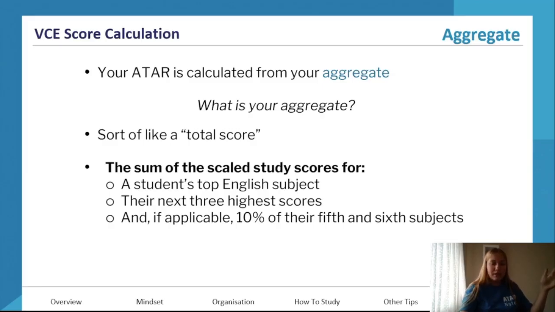What does it also mean? It also means that you need to focus on English this year, no matter what. It is going in your top four scaled study scores, which contribute 90% to your aggregate score that creates your ATAR. So that's very significant, obviously. That means each subject of this top four is contributing more than 20% to your ATAR score.